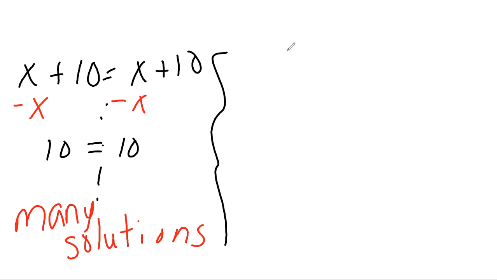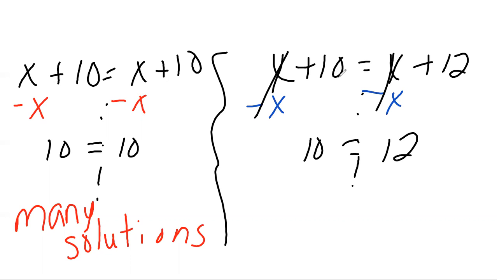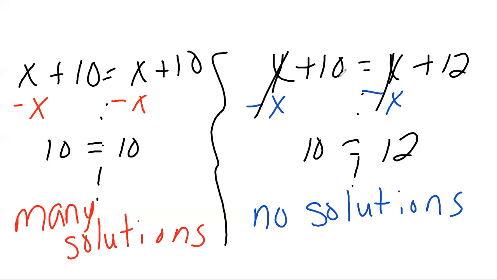Now, the difference is that sometimes you may get something like this. If you look at this one, when I subtract x from each side, my x's cancel out and I get 10 equals 12. See how these are different? They're different numbers. When this happens, there are no solutions. This is because they are parallel lines, because those are different y-intercepts. So if the numbers are different, it's no solutions. If the numbers are the same, that is many solutions.